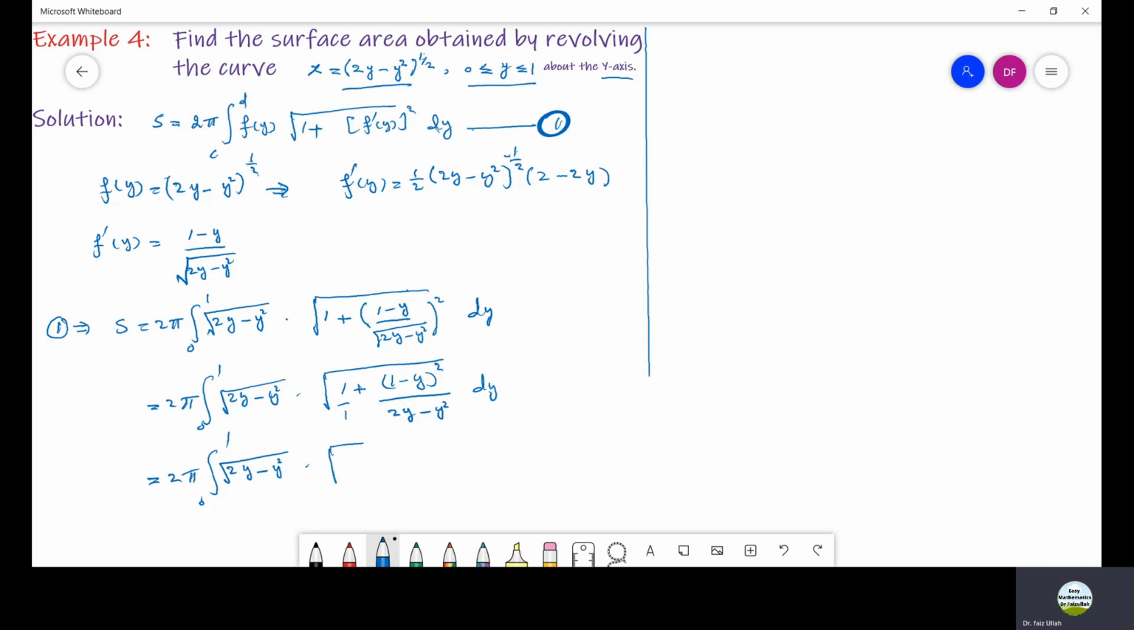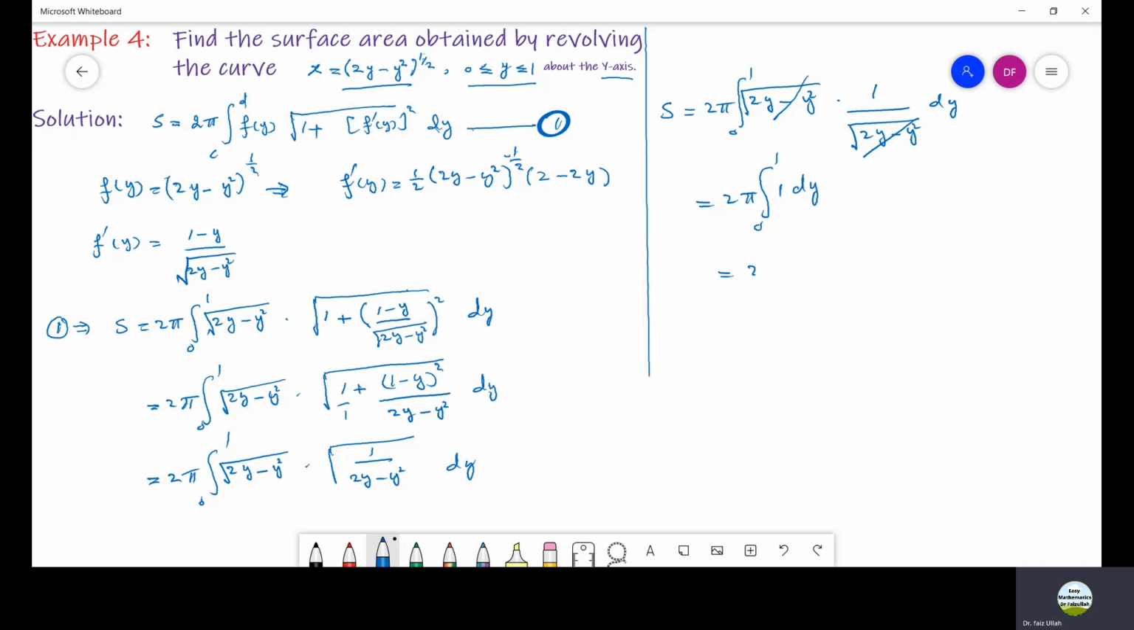this we obtain 1 over 2y minus y square into dy, which can also be written as 2 pi, limits of integration are from 0 to 1, 2y minus y square under the root into 1 over 2y minus y square under the root into dy. These two terms will cancel and we have 2 pi, integration is from 0 to 1 of 1 dy.